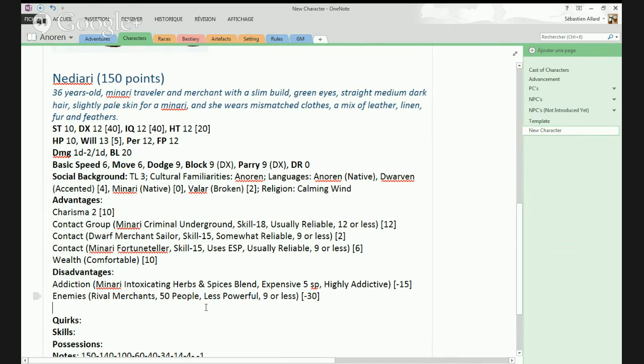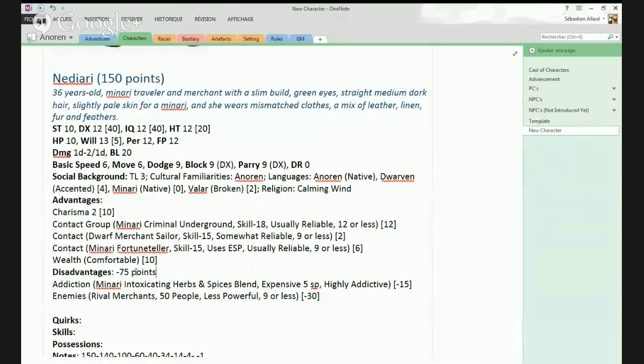Okay, concerning disadvantages in GURPS, you have limits. You cannot spend like 500 points in disads and go your merry way. Generally, in third edition, for a 100-point character, the disads were 45 points plus 5 points in quirks. In the fourth edition, they recommend half your character points in disads. So my maximum would be around -60, -75 points. So now I'm at 45.